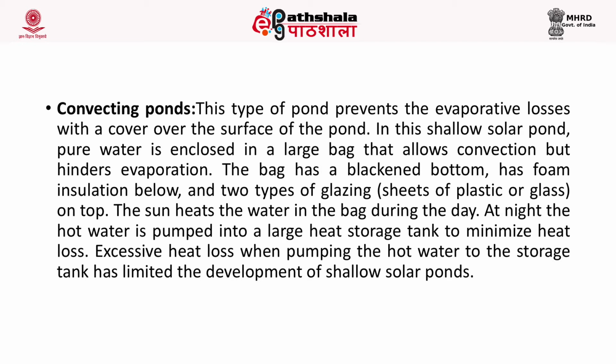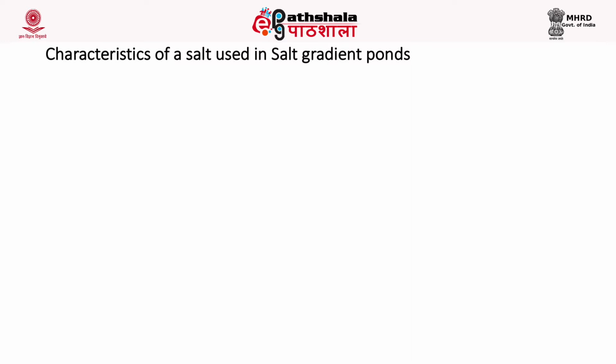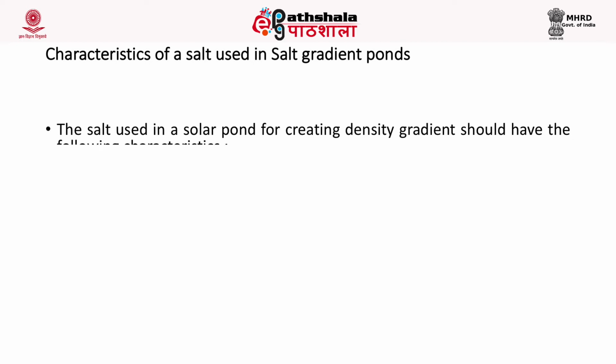The sun heats the water in the bag during the day. At night, the hot water is pumped into a large heat storage tank to minimize heat loss. Excessive heat loss when pumping the hot water to the storage tank has limited the development of shallow solar ponds. So the most commonly used ponds are of the non-convecting type, especially salt gradient non-convecting ponds. We will see the characteristics of the salt used in salt gradient ponds.